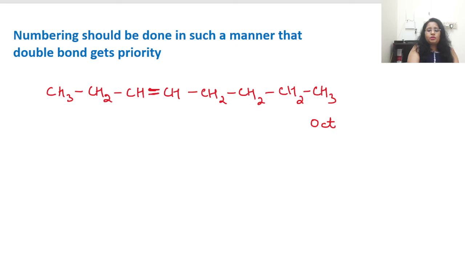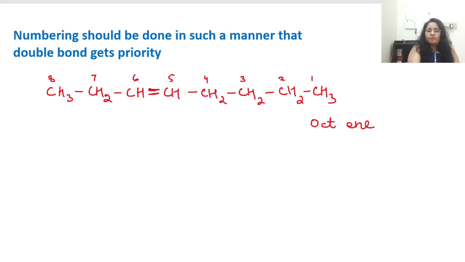First of all, the word root. Now we need to write the suffix. Suffix is double bond. It means ene, E-N-E. Now the main thing is the position of the double bond. If we count, starting the numbering from this carbon, 1, 2, 3, 4, 5, 6, 7, 8, what will happen? The double bond will be on carbon number 5.